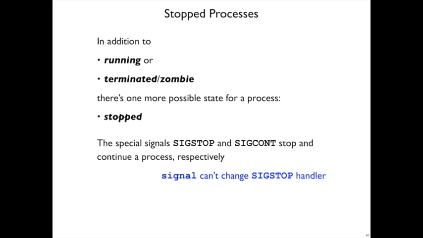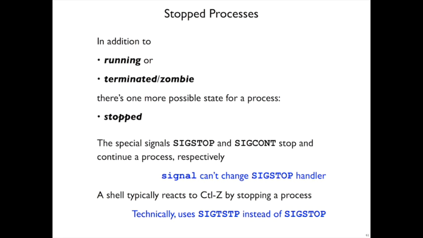Right? And the way that you stop and start a process, it turns out we just use the signal mechanism to do that. So the signal SIGSTOP, it's one you can't change the handler for, and the default handler causes the process to be stopped, to go into the stop state, whereas SIGCONT takes the process that was stopped and makes it continue again.